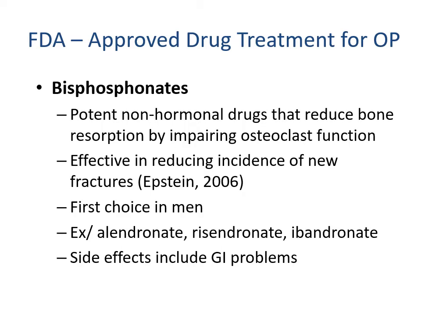Our other option is bisphosphonates. These are potent non-hormonal drugs that reduce bone resorption by impairing osteoclast function, and they're effective in reducing the incidence of new fractures. This medication, for obvious reasons, is our first choice for men, right? We don't give men estrogen replacement therapy. We use these bisphosphonates, for example drugs like alendronate. The side effects, though, are GI side effects, so some upset stomach.